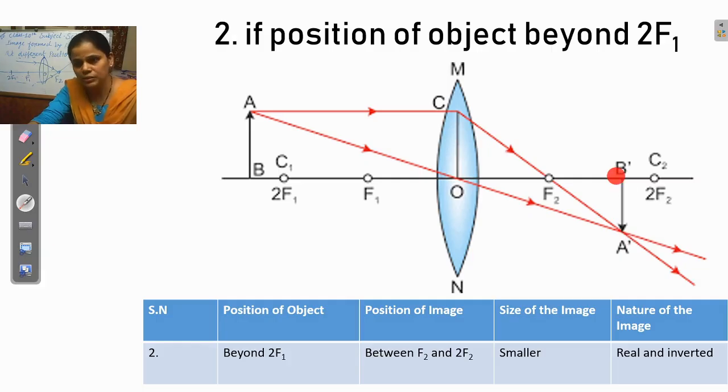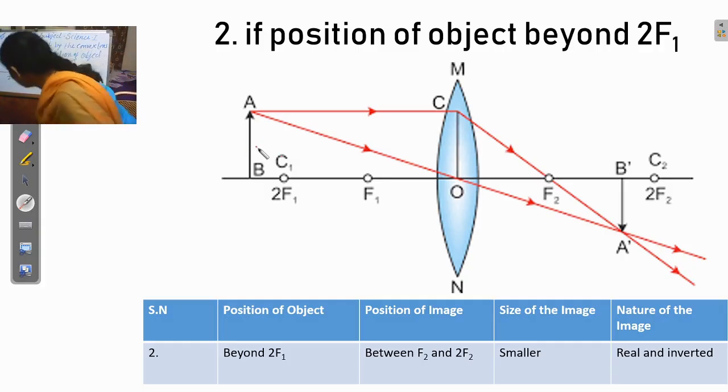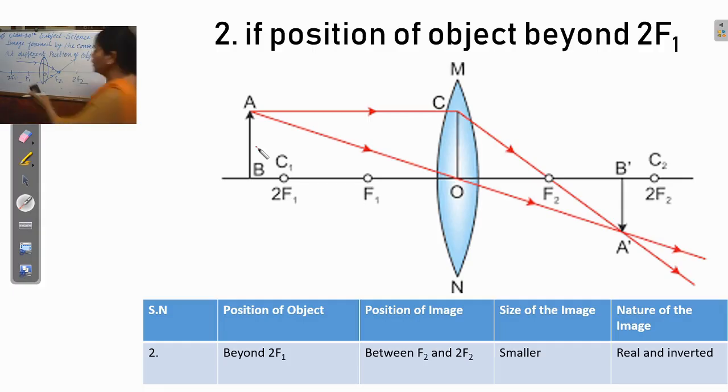So here you can see, just give the names of these points A dash and B dash. A dash B dash is the image of the object AB, and you can see AB is the object, and A dash B dash is the image of the object that is inverted and smaller than the object. Clear, student? So just observe how to draw the ray diagram.